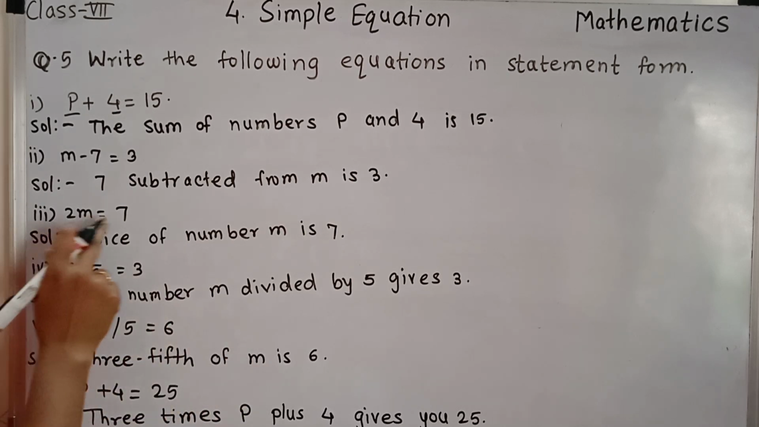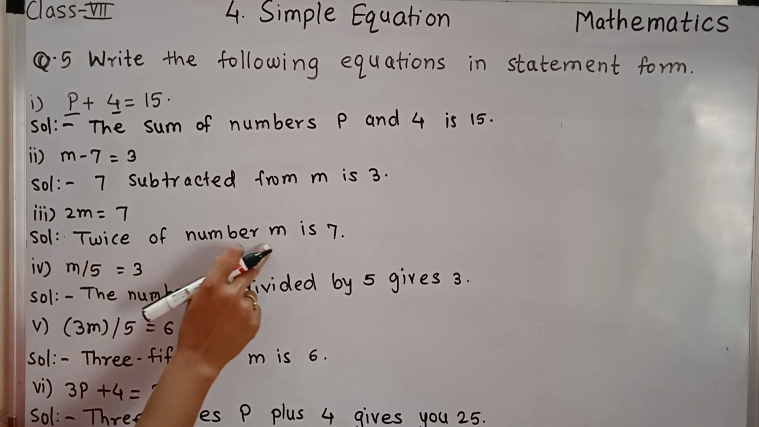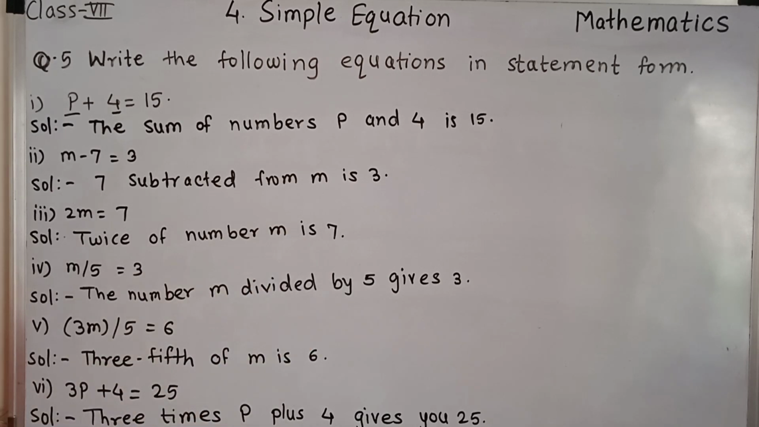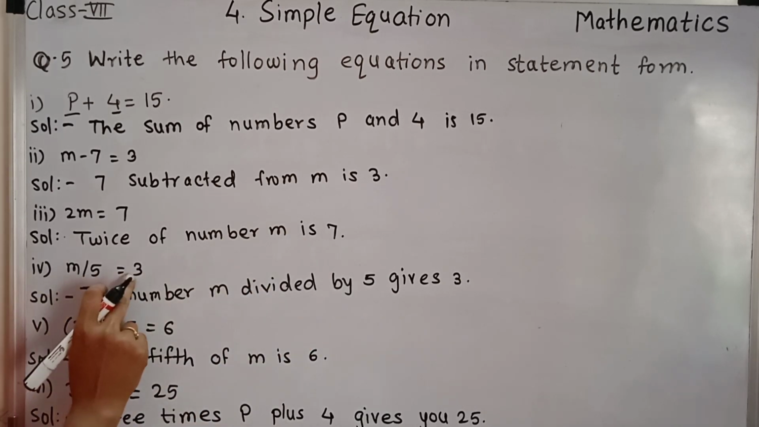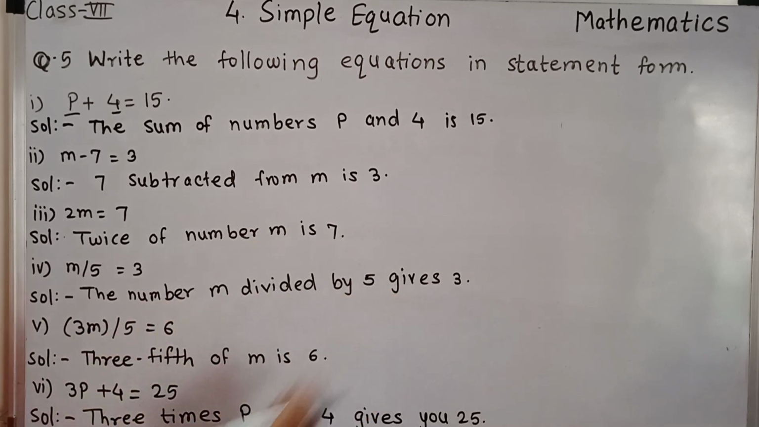Third one is 2m equal to 7. So it is twice of the m. So twice of the number m is 7. Next is m divided by 5 equal to 3. So the number m divided by 5 gives us 3.